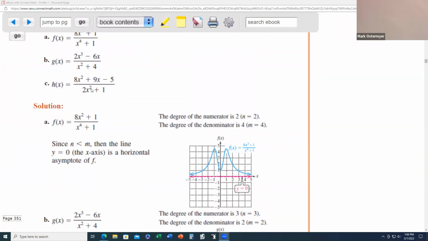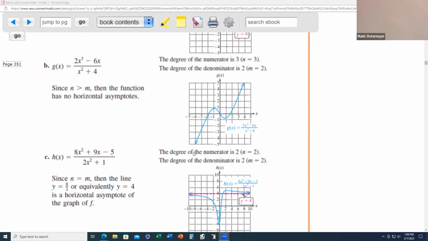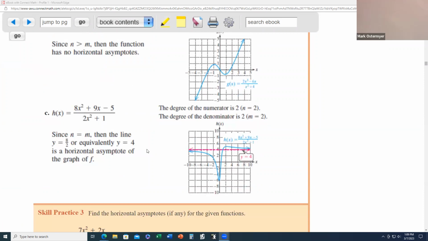Finally, for the last function, h of x, the degree of the numerator is equal to the degree of the denominator, both being second-degree polynomials, so the horizontal asymptote would be y equal to the ratio of 8 over 2. So the horizontal line, y equals 8 halves or y equals 4, would be the horizontal asymptote. And you can see the graph does, in fact, become asymptotic with respect to that horizontal line there.